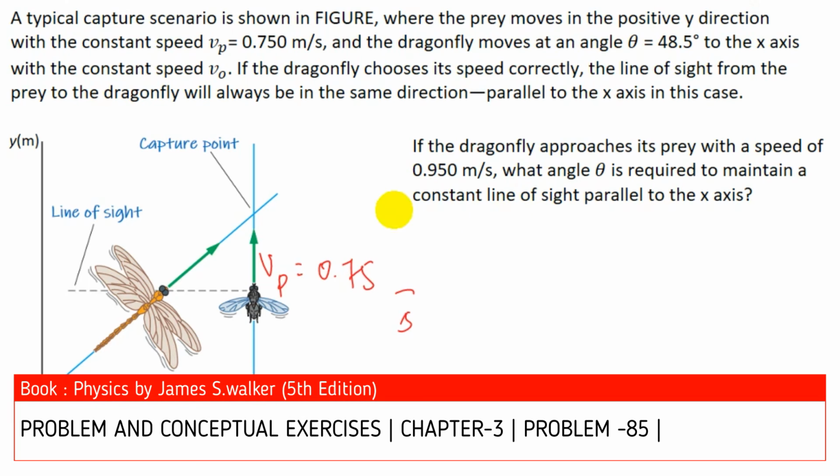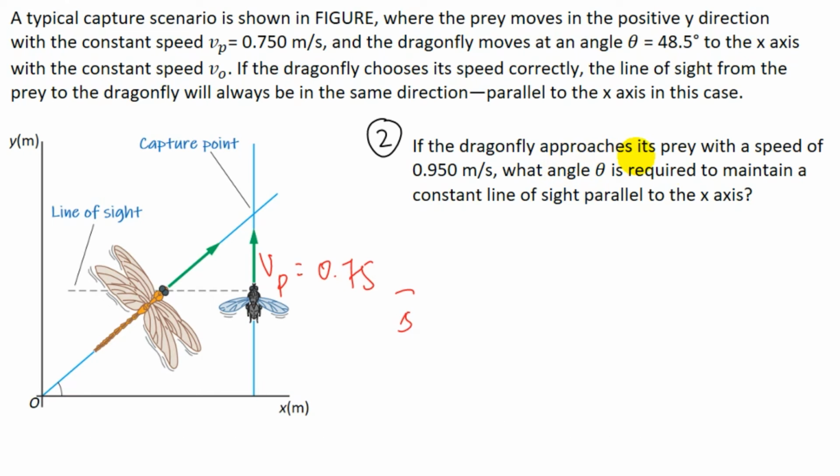Now this is the second question based on this passage, and it says that if the dragonfly approaches its prey with a speed of 0.95 meter per second, then what angle theta is required to maintain the constant line of sight? So Vd in this case is given to be 0.950 meter per second, and then we are asked, what should be this angle theta so that the line of sight is parallel to the x-axis.